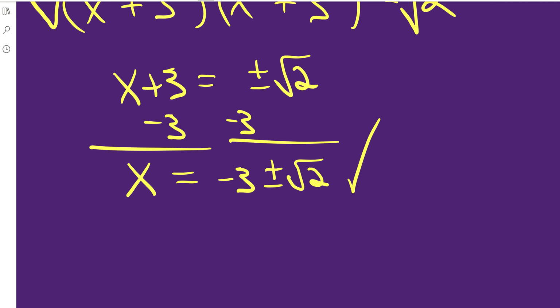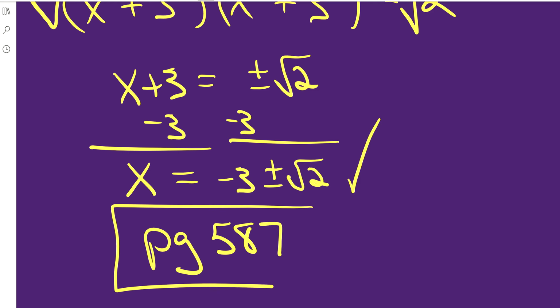All right, on page 587 of our textbook, there are the rules written out for solving a quadratic equation by completing the square. And you may want to copy that or take a picture of it and have it with you, so you're not lugging around the book for yourself.